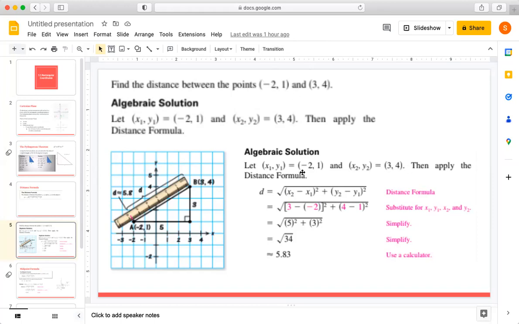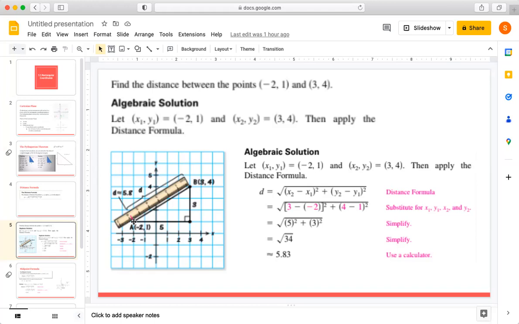And you have to plug in the values. If you look at this, x2 is 3 and x1 is -2. So plugging that in, it would become 3 minus -2. Remember, double negative becomes positive. 3 minus -2 is 5. 5 squared, and you would solve for it, and you would end up getting this. That's the distance between this point and this point.